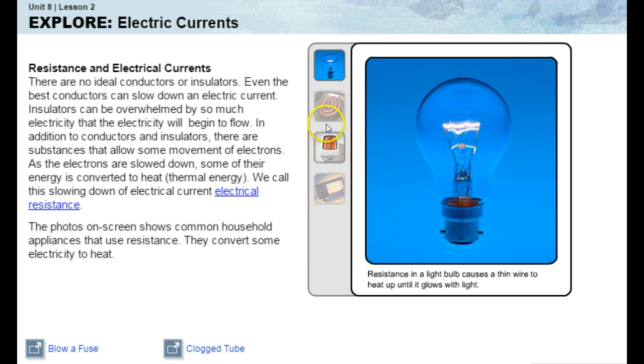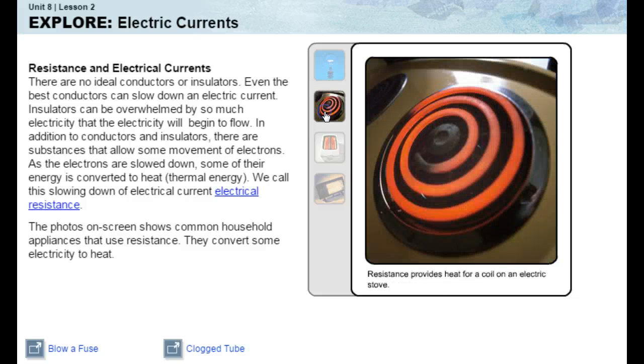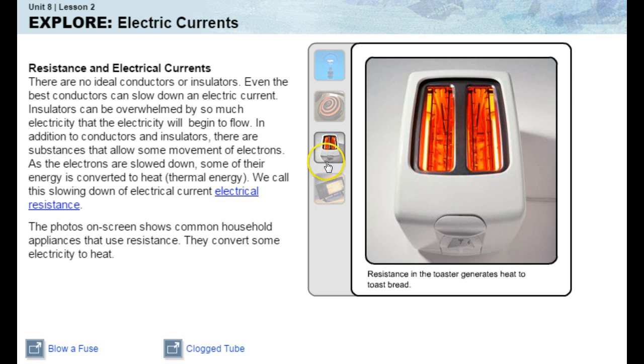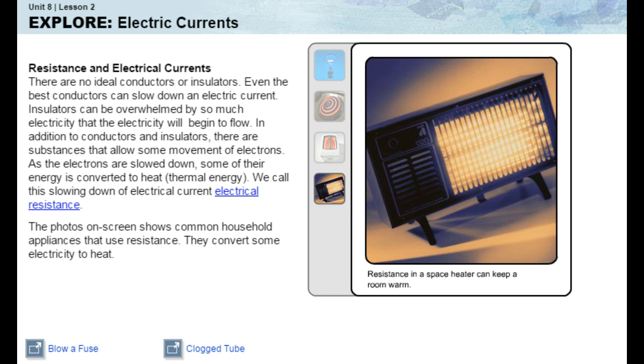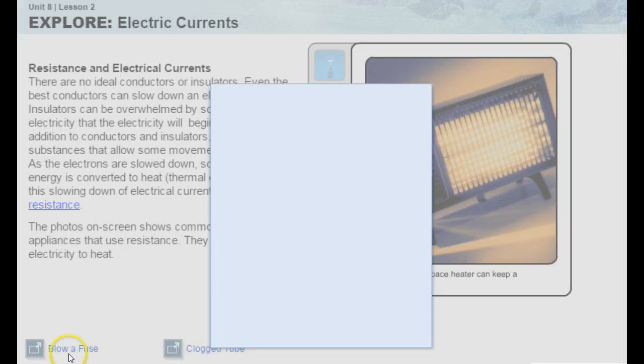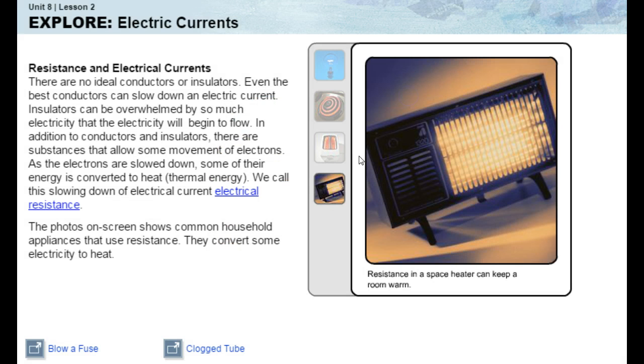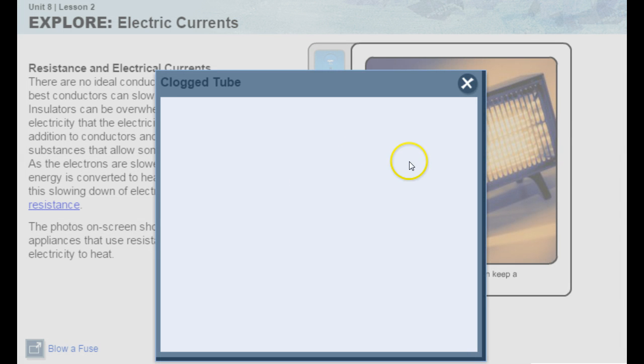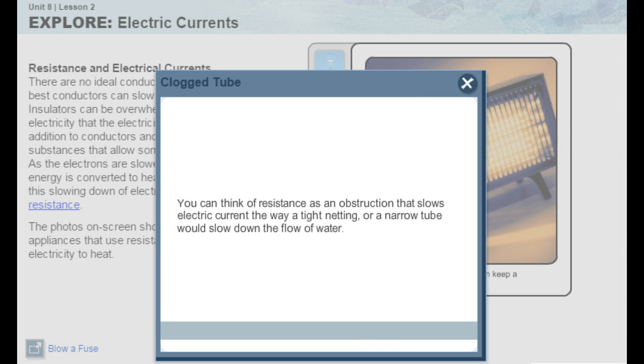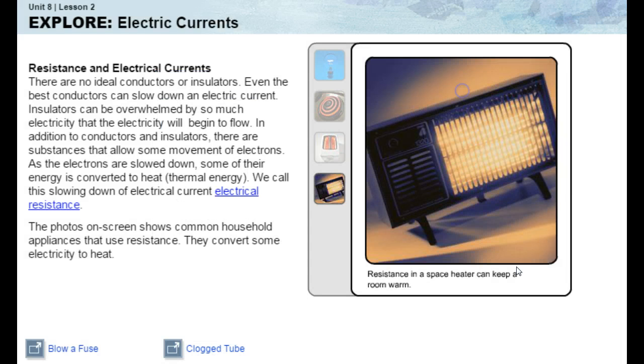The photos on screen show common household appliances that use resistance. They convert some electricity to heat. By making the resistance here, it causes the coils to heat up on a stove, or inside a toaster, or in a space heater on those chilly nights. These are fuses. You can think of resistance as an obstruction that slows electric current the way that tight netting or a narrow tube would slow down the flow of water.